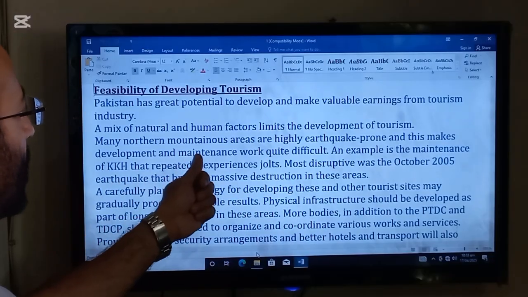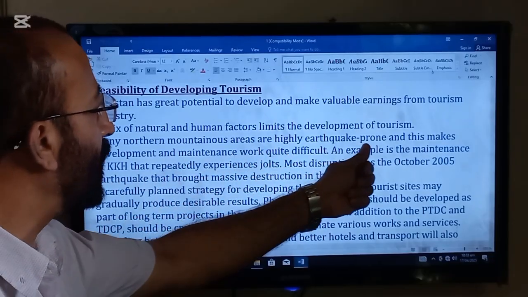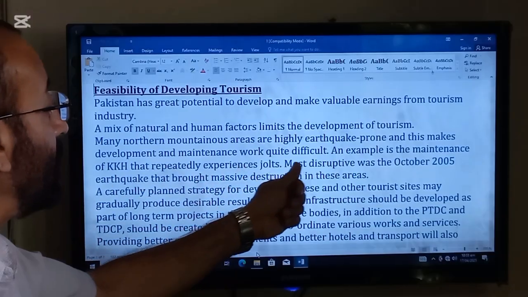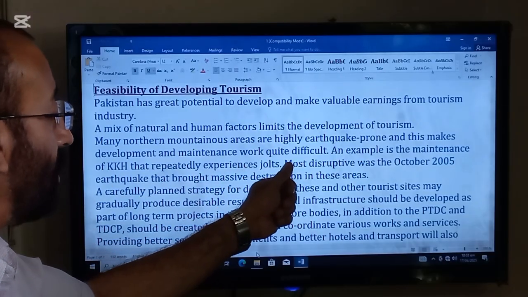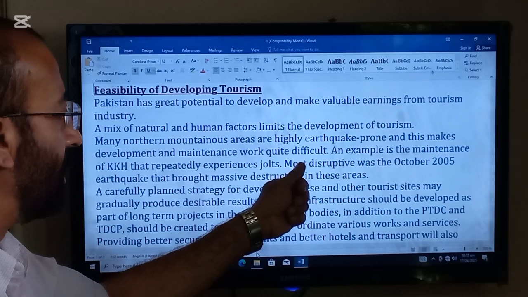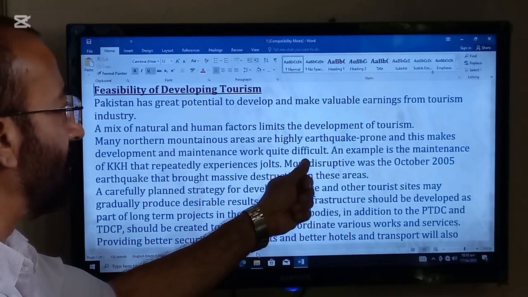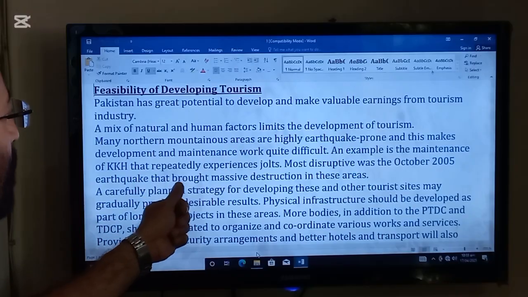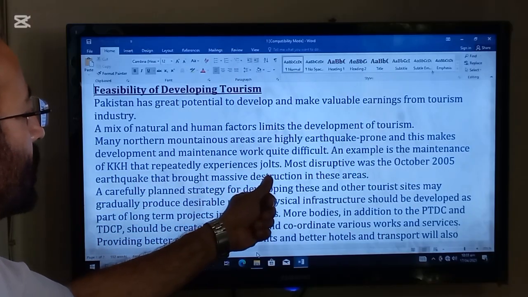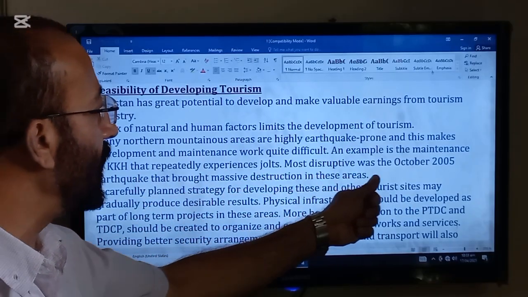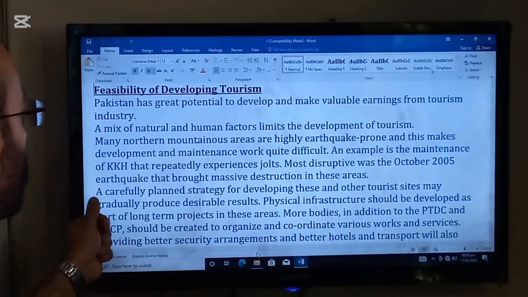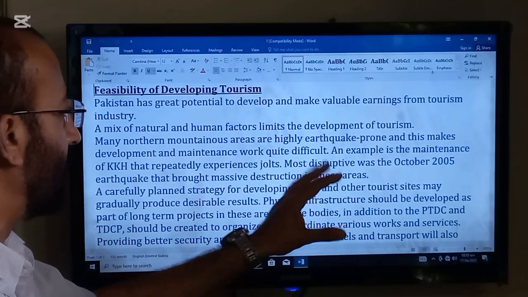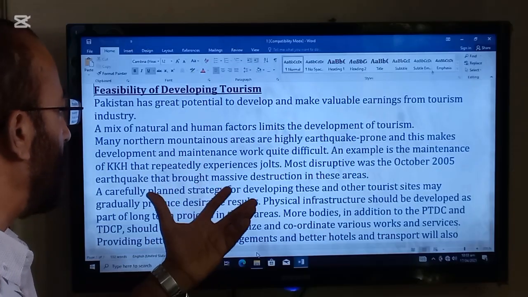Many northern mountainous areas are highly earthquake prone, and this makes development and maintenance work quite difficult because we are on the fault line of the world. Pakistan is situated on the fault line. An example is the maintenance of the KKH, which repeatedly experiences jolts. Most disruptive was the October 2005 earthquake that brought massive destruction in these areas. So these are actually the problems.